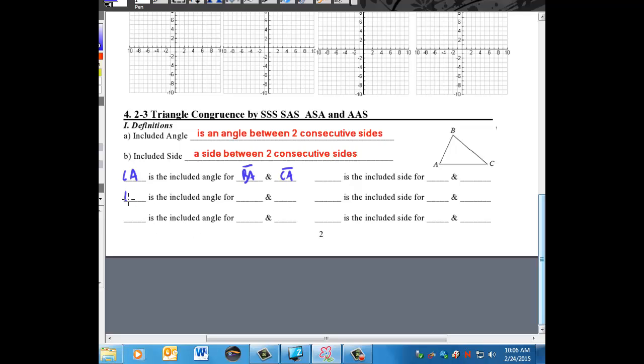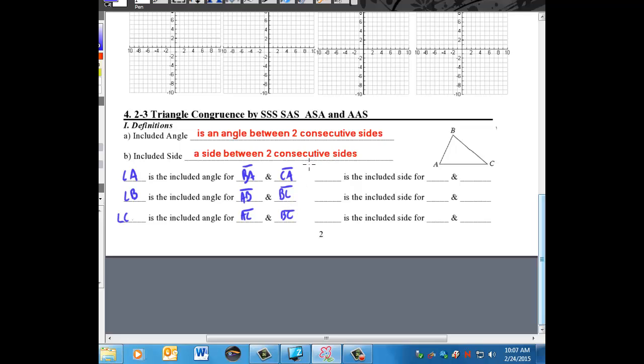And I can say that angle B is the included angle, or is in between segment AB and segment BC. And then our last angle, angle C, would be an included angle for sides or segments AC and BC.